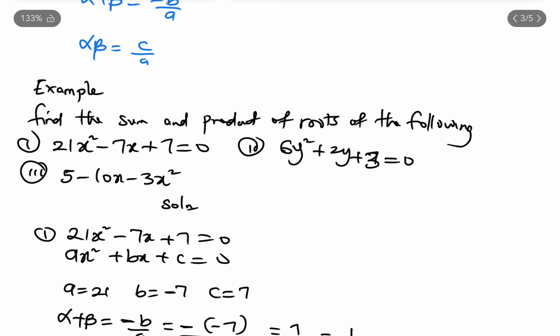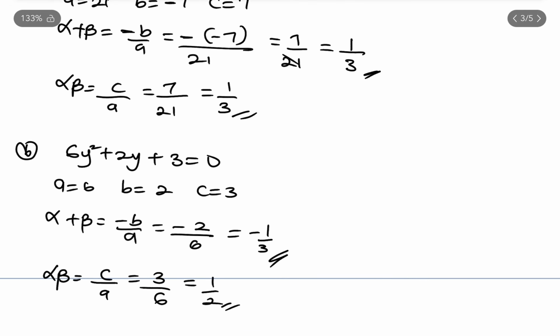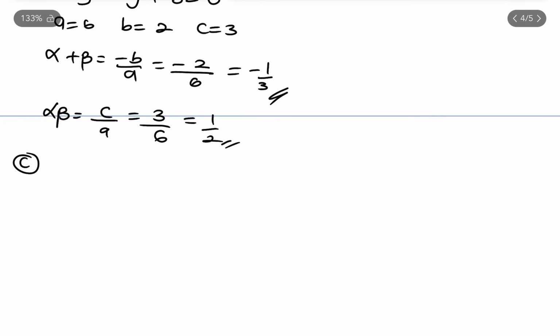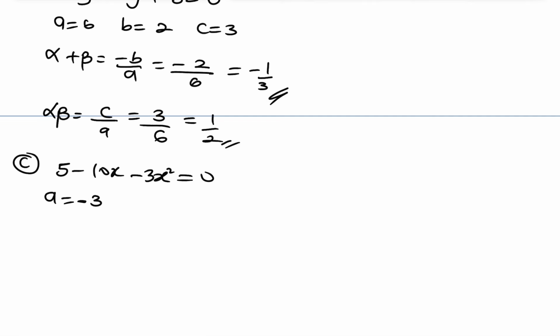Then we have another question, 5 minus 10x. So let's do the third one. We have 5 minus 10x minus 3x squared equals 0. The coefficient of x squared is always our a. So this is minus 3. And what is our b? That's minus 10. And what is our c? That's 5.